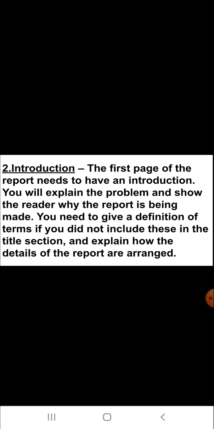Second comes the introduction. The first page of the report needs to have an introduction. You will explain the problem and show the reader why the report is being made. So this is also one of the most important parts of the report writing, that is introduction, where you will explain the problem and show the reader why the report is being made. You need to give a definition of terms if you did not include these in the title section, and explain how the details of the report are arranged.